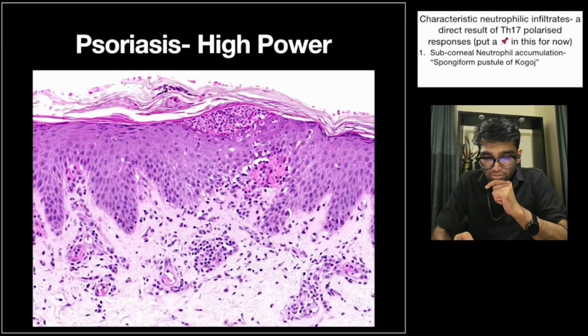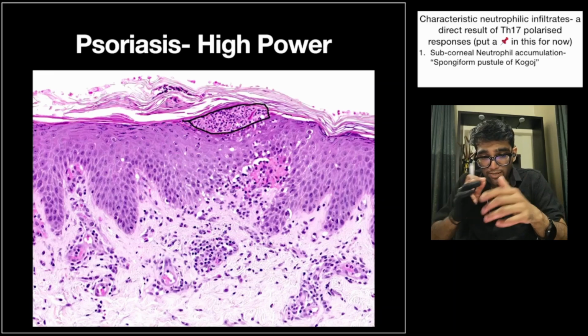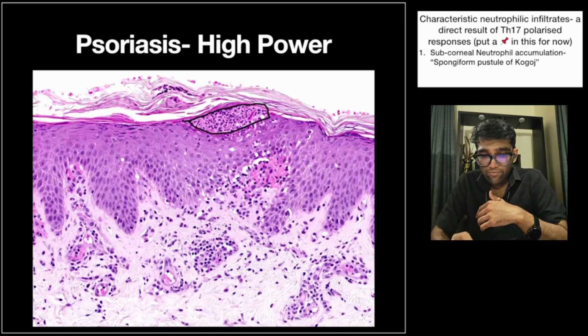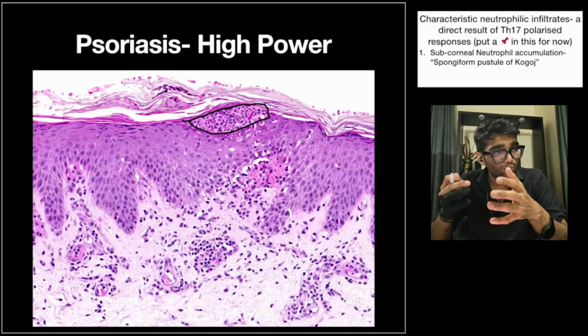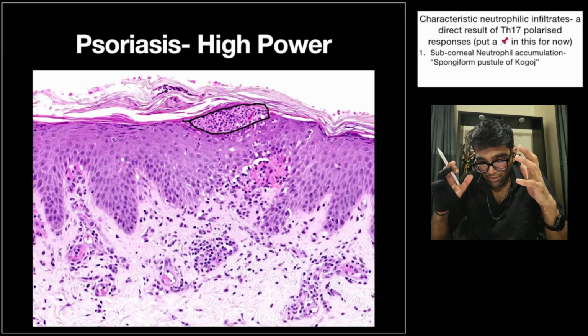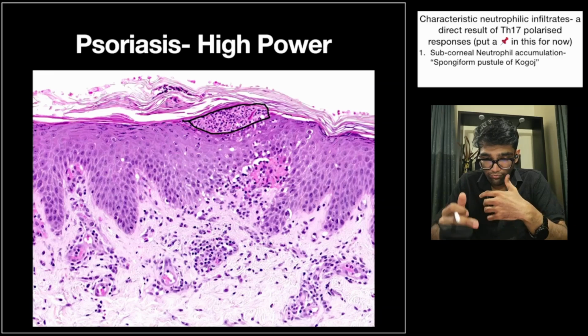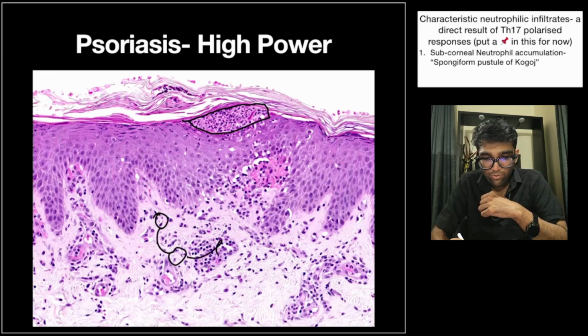subcorneal lesions, or just below the stratum corneum. We find basically what is a pustule. So this is a collection of necrotic neutrophils. Okay, and if you look carefully, those are actually neutrophil nuclei. They are multi-lobed nuclei like this.